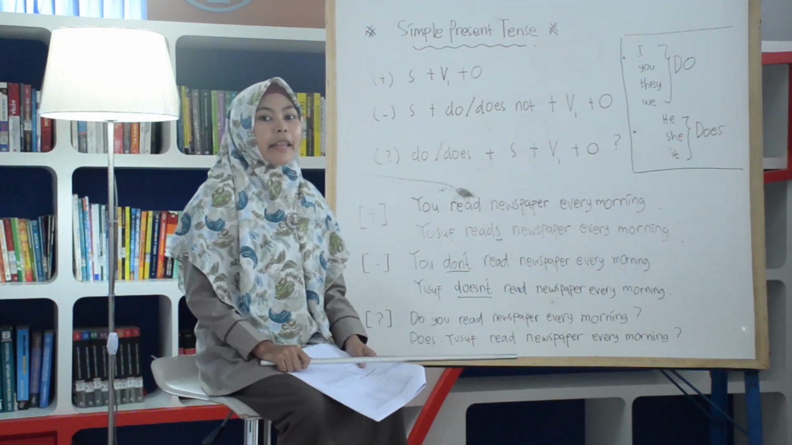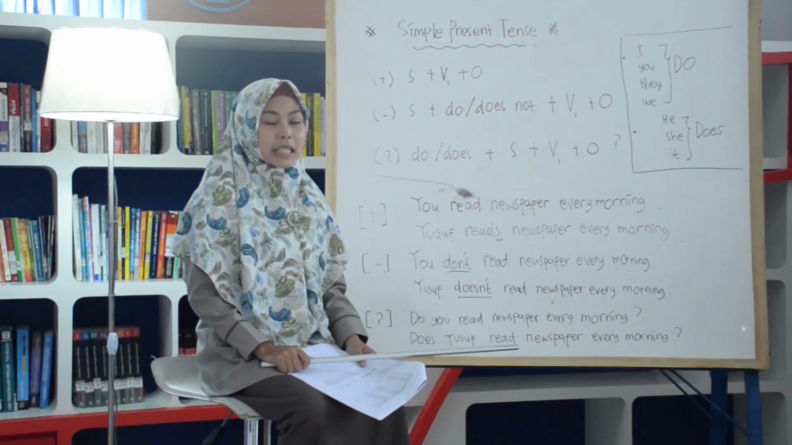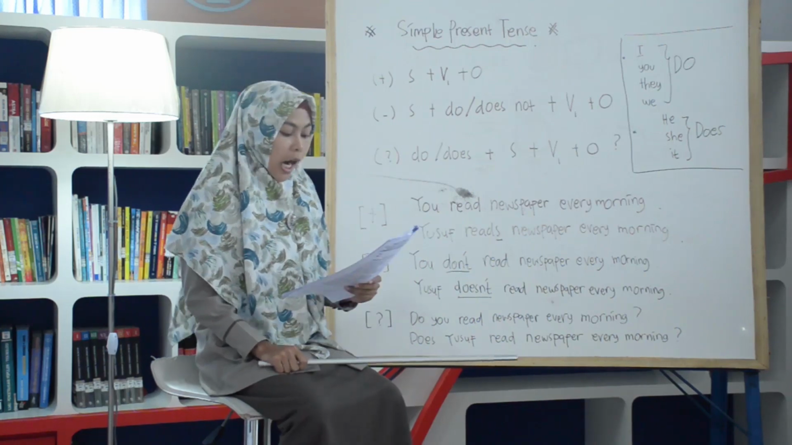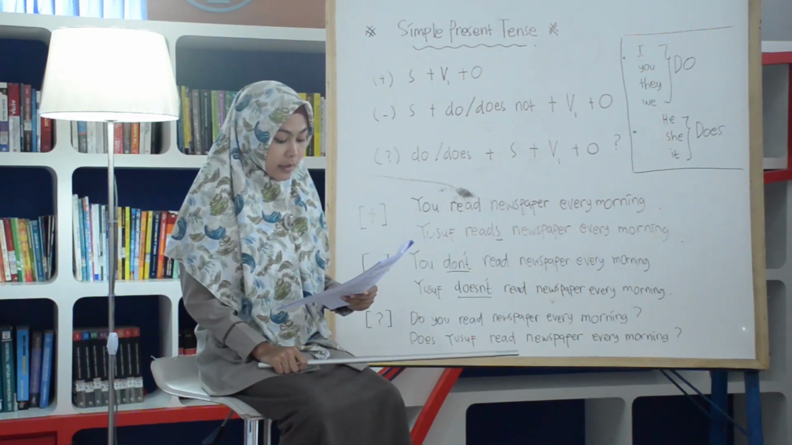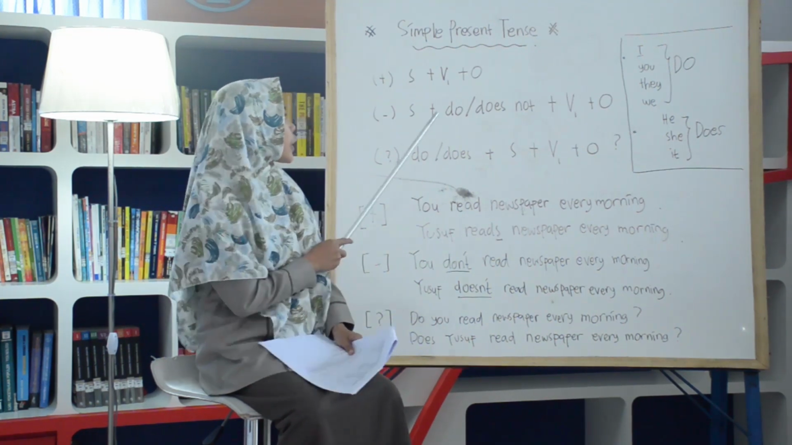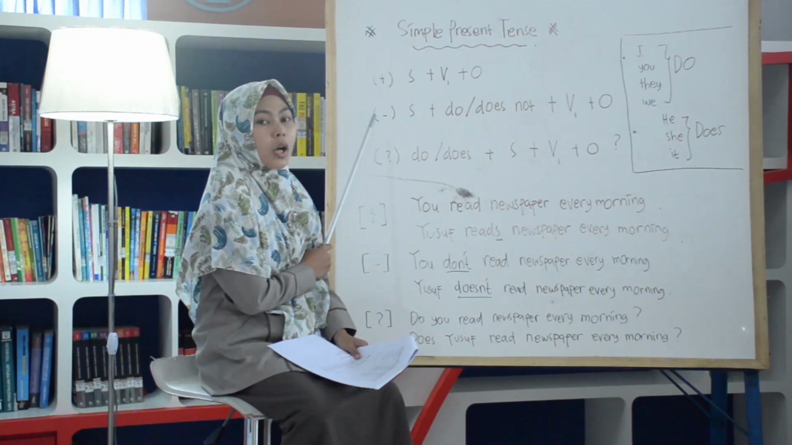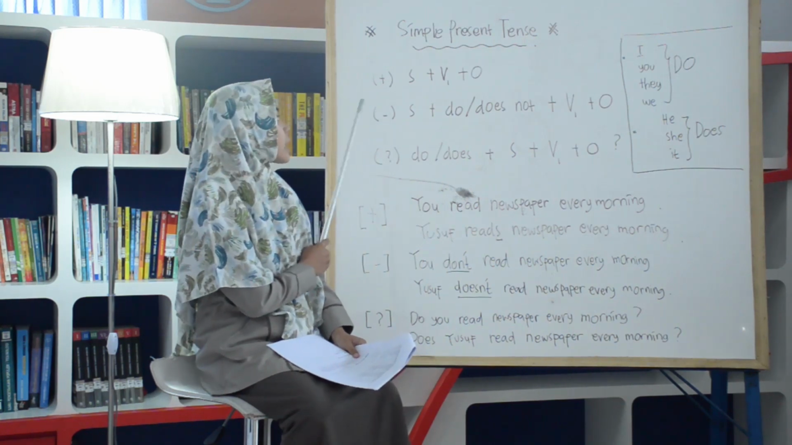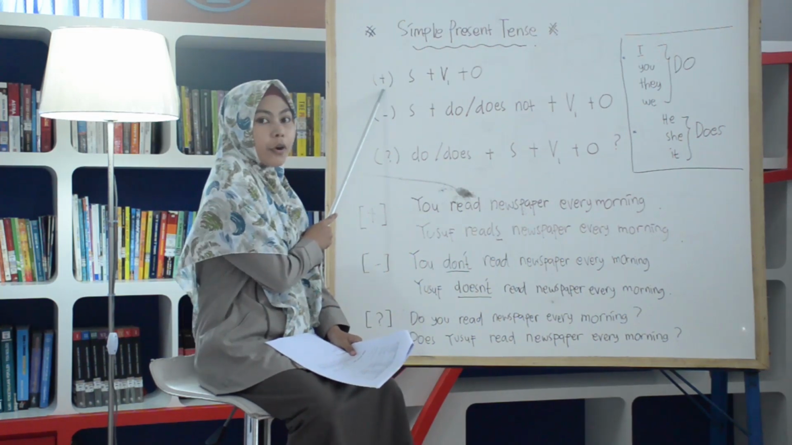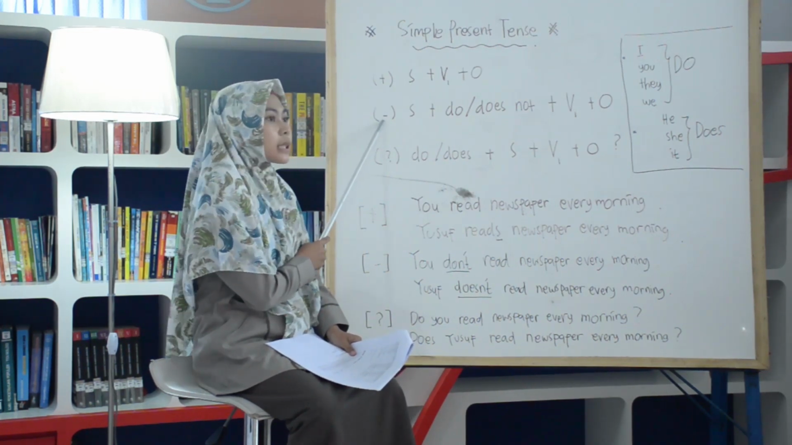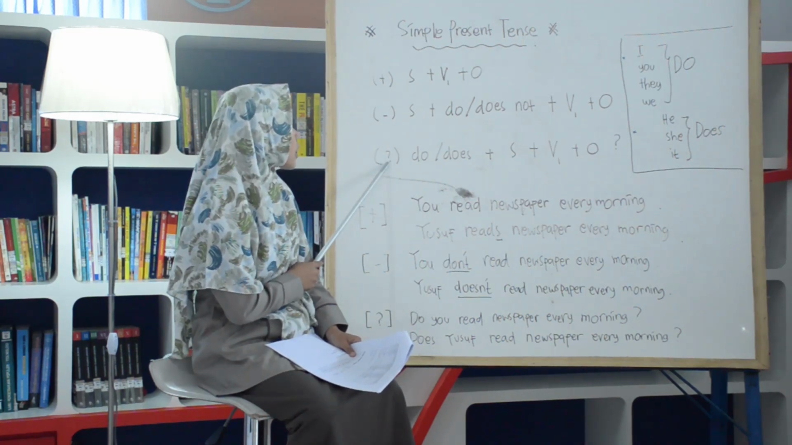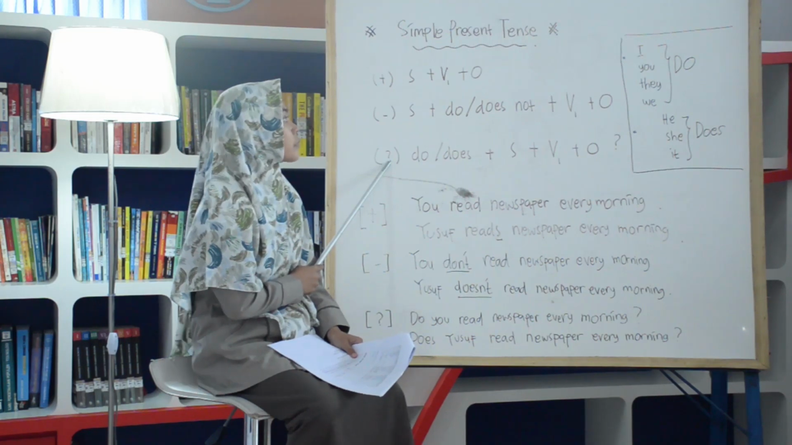You have to know that simple present tense describes habits, unchanging situations, general traits, and fixed arrangements. Here is the form of simple present tense. The first is the positive form. The second is the negative form. And the last is the interrogative form.